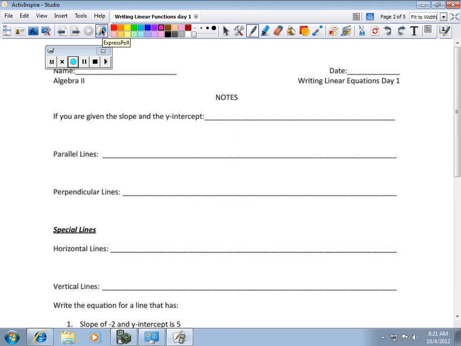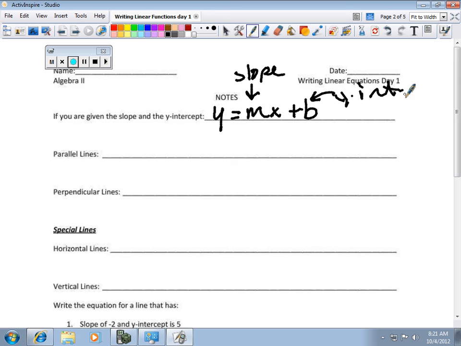If you are given the slope and the y-intercept, you're going to put those numbers into your slope-intercept form, y equals mx plus b. You will put the slope in for m. You will put the y-intercept in for b. Once you have those in, you're done. That's all there is to it.